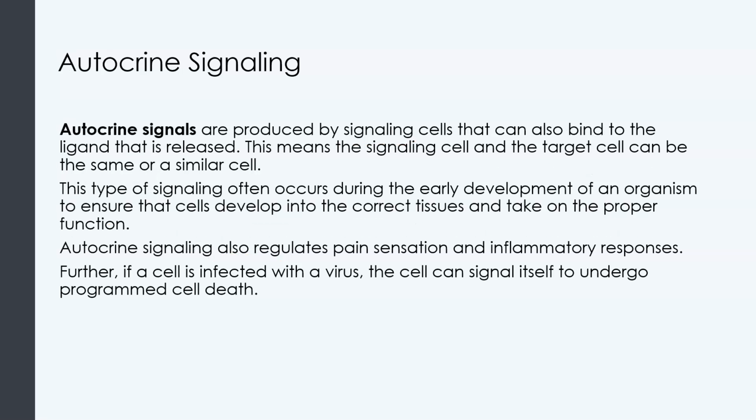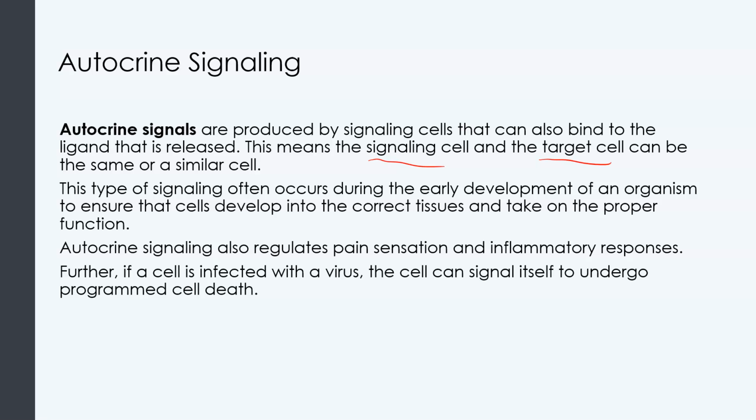Now, autocrine signals are when a signaling cell sends a signal to itself. That means the signaling cell and the target cell are the same, or else they are very similar.